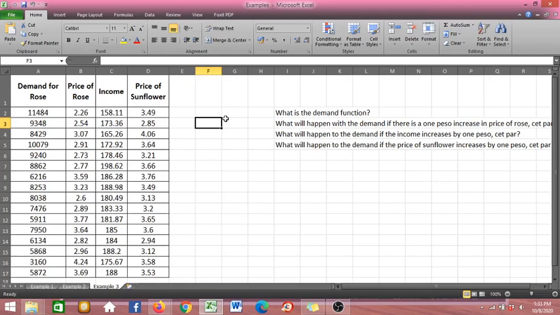Regression analysis. But our first example was for simple linear regression. Now we have more than one x. So we have here the demand for rose, price of rose, income, and price of sunflower. Of course, the demand for rose is still the dependent variable, which is our y.